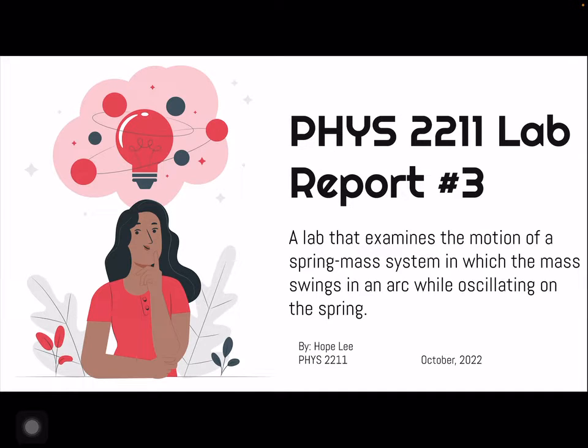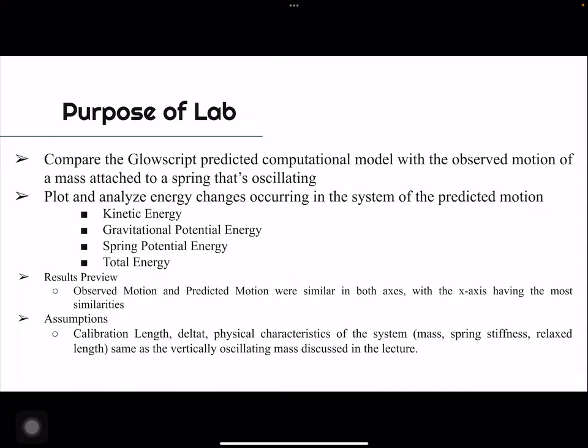In this lab, we focus on calculating the changes of energy in an oscillating system. The purpose of the lab was to observe the motion of a mass attached to a spring and compare it to a predicted model after calculating the kinetic, gravitational potential, and spring energy.